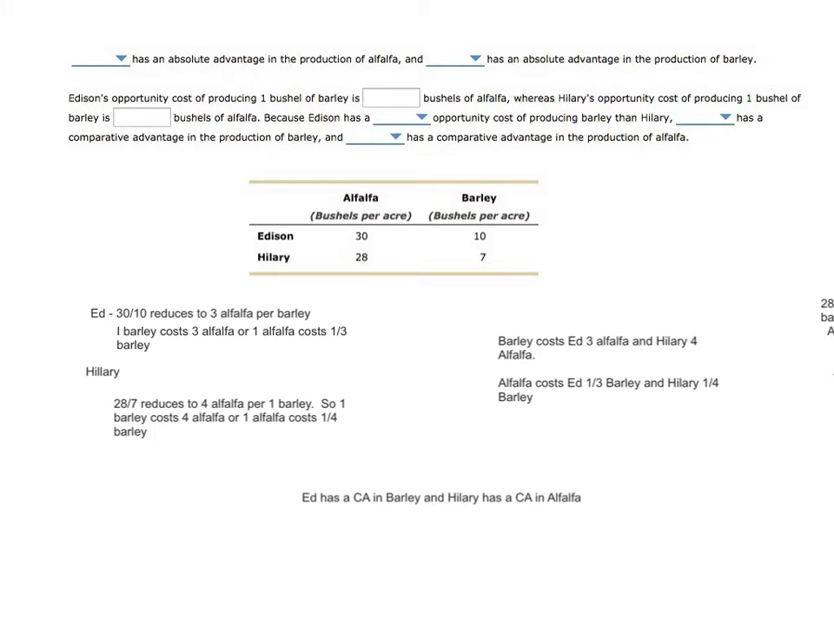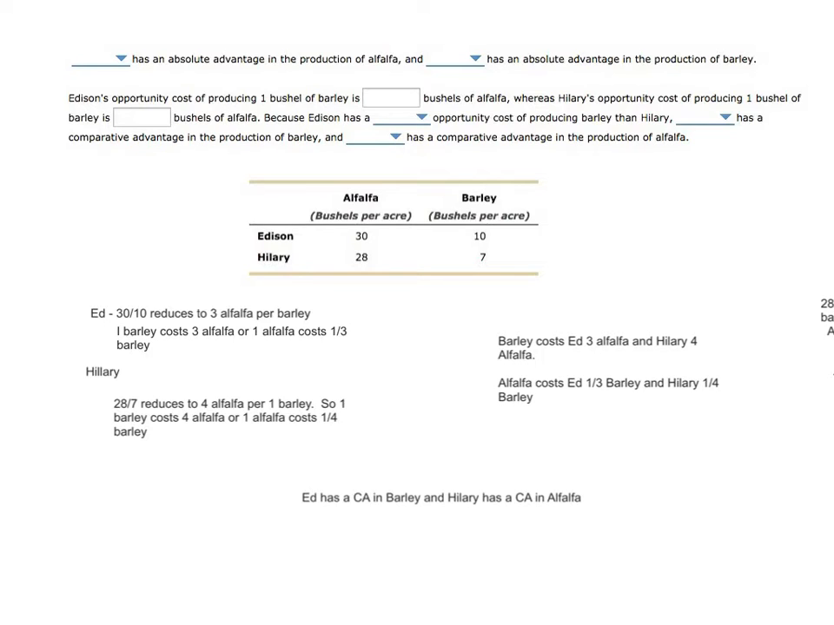Next we have to figure out who has a comparative advantage and who has an absolute advantage. Edison has an absolute advantage here in alfalfa. You just read that directly off the table. He can produce 30, that's more than Hillary can produce, which is only 28. Edison also has an absolute advantage in barley. He can produce 10 bushels of barley per acre, whereas Hillary can only produce 7. So Edison has the better land, or is the better farmer. Edison has the absolute advantage in both of those.